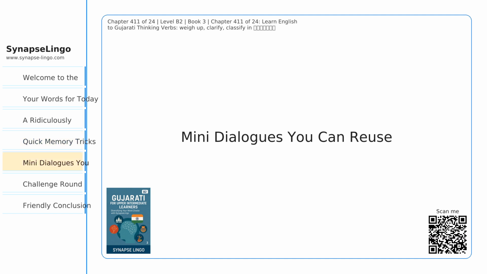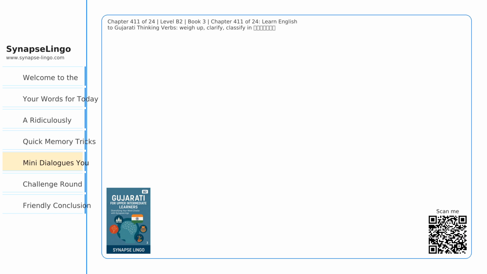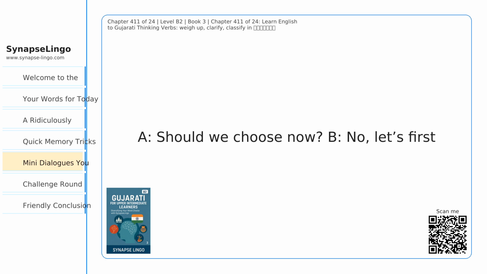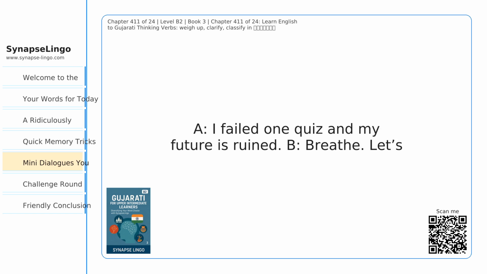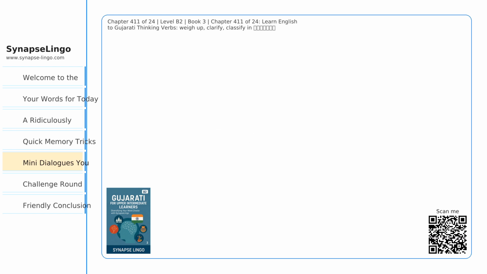Mini dialogues you can reuse. Here are short dialogues you can borrow in real life. Or in fake life, if you enjoy sounding brilliantly analytical in the supermarket. A. Should we choose now? B. No, let's first તોલવું the pros and cons. A. I failed one quiz and my future is ruined. B. Breathe. Let's સાપેક્ષ બનાવવું the situation. A. My idea is correct. B. Great. Now સમર્થન આપવું it with evidence.